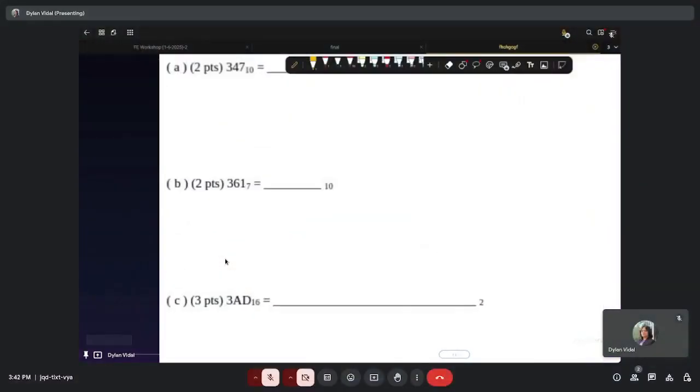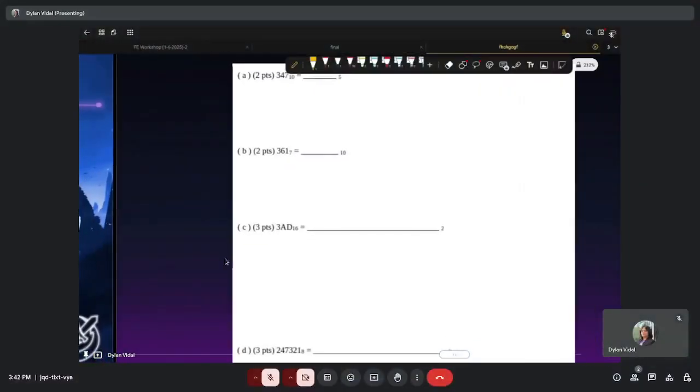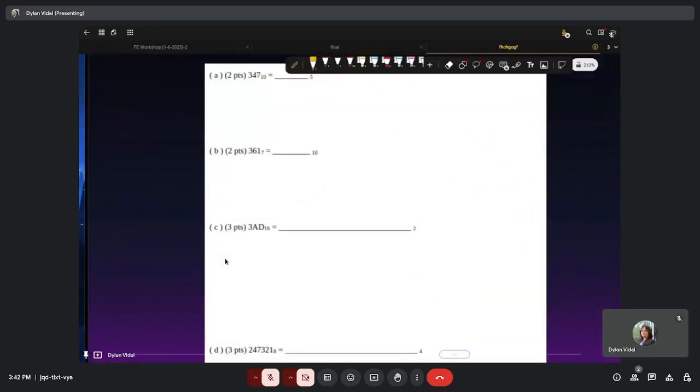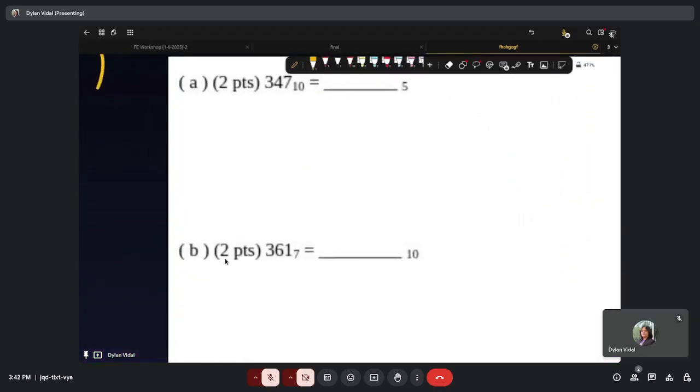So let me move back to here. And so this is kind of one of the things that I was talking about. See how there's just a ton? This would actually be a 10 pointer. I usually include that at the top, but I forgot to this time around. So let's just go ahead and get started, right?